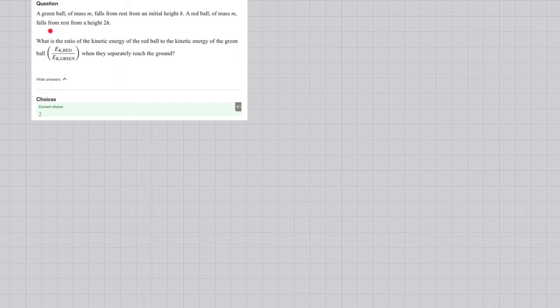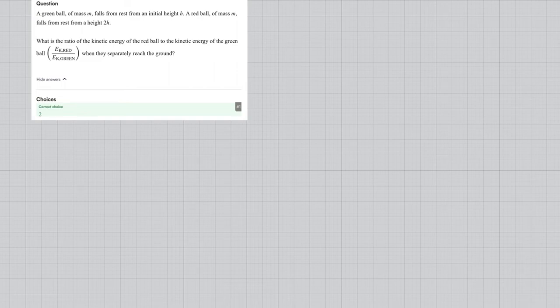A red ball of mass m falls from rest at a height of 2h. What is the ratio of the kinetic energy of the red ball to the kinetic energy of the green ball, when they separately reach the ground? Our correct answer is going to be 2, and so let's prove why that makes sense.